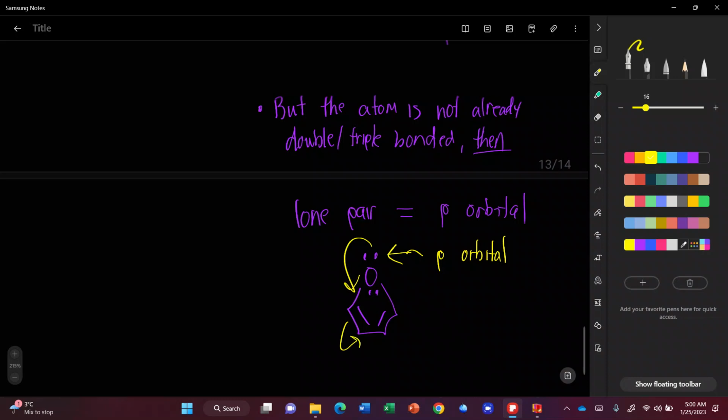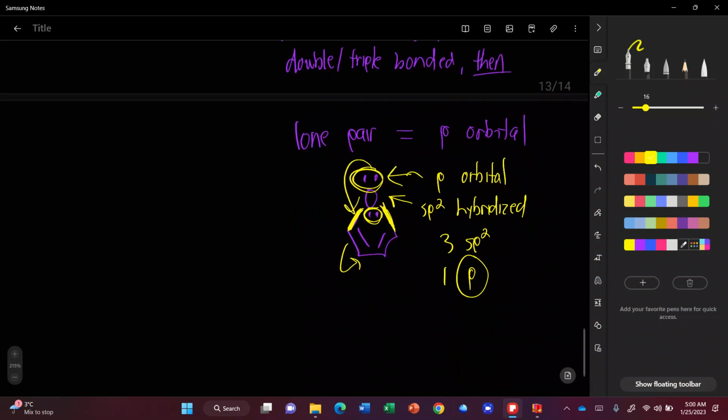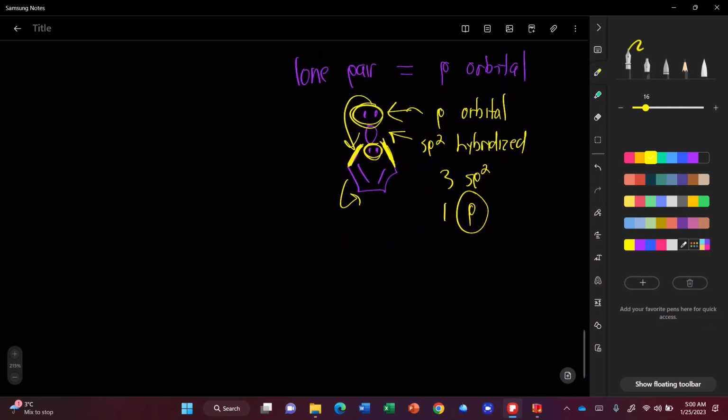So this oxygen right here would be sp2 hybridized, meaning it would have 3 sp2 orbitals and 1 leftover p orbital. So this bond right here is going to come from an sp2 orbital, this one right here is going to come from an sp2 orbital, and then one of the oxygen lone pairs is going to be in an sp2 orbital, but the other one will be in that leftover p orbital so that it can resonate. And that's pretty much all I have to say about figuring out where a lone pair is.